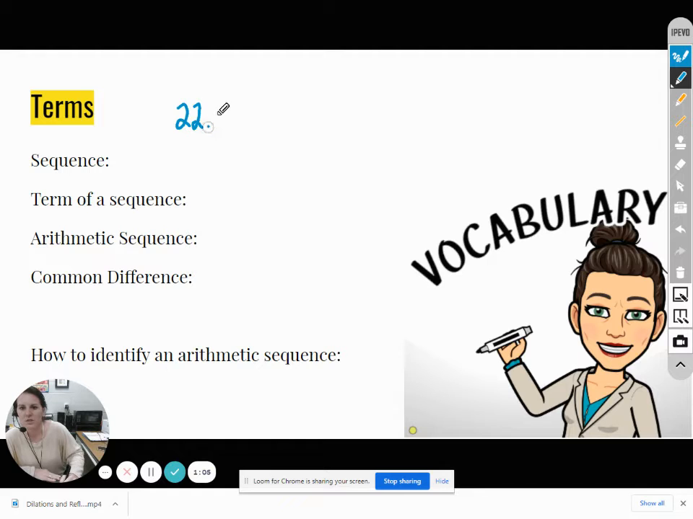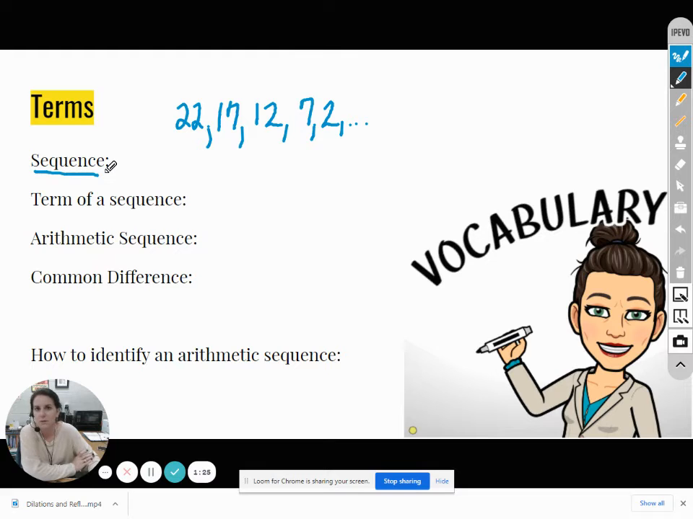The numbers are 22, then 17, and then 12, and then 7, and then 2, and then I show the dot, dot, dot to show that it keeps on going. This should be a comma, and this should be a comma. Okay, so looking at my list of numbers here, this is called a sequence. I'm not talking about the little shiny, shimmery things on the dance uniforms. I'm talking about a sequence as a list of numbers that have some sort of pattern to get from one to the next. Each one of these numbers in the sequence is called a term of the sequence.